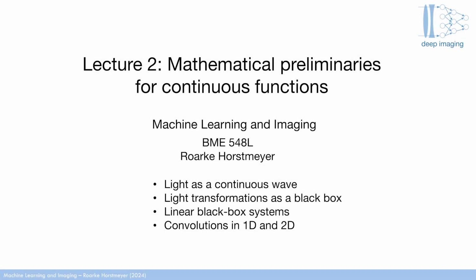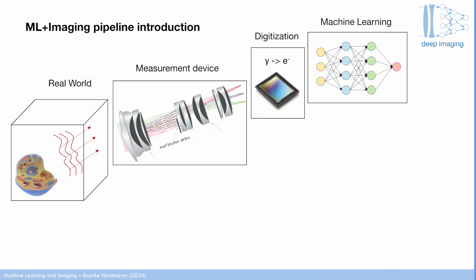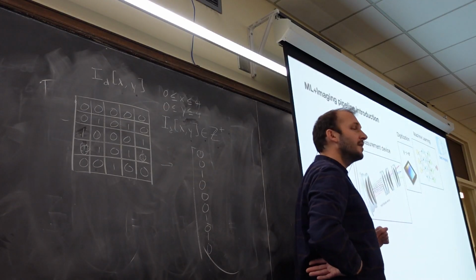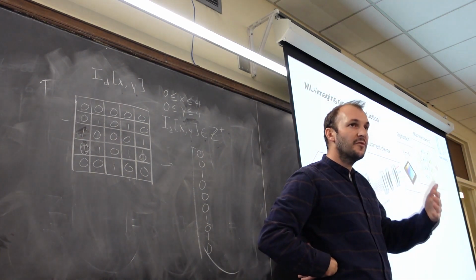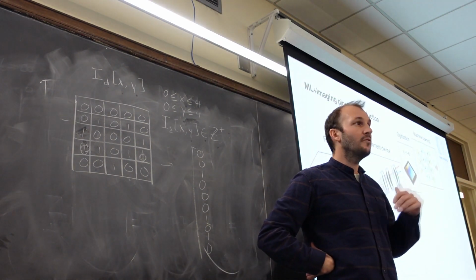Okay, so we're gonna cover some preliminaries, mathematical preliminaries, okay? What we're gonna do over the next 3 weeks is progress through this sequence of physical and digital manipulations that define the process of forming an image. And for each step along the way, we'll have a clear mathematical description of what we mean, right?